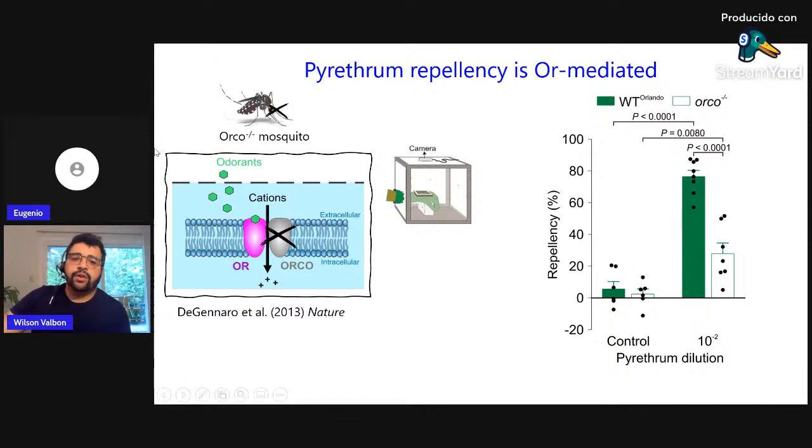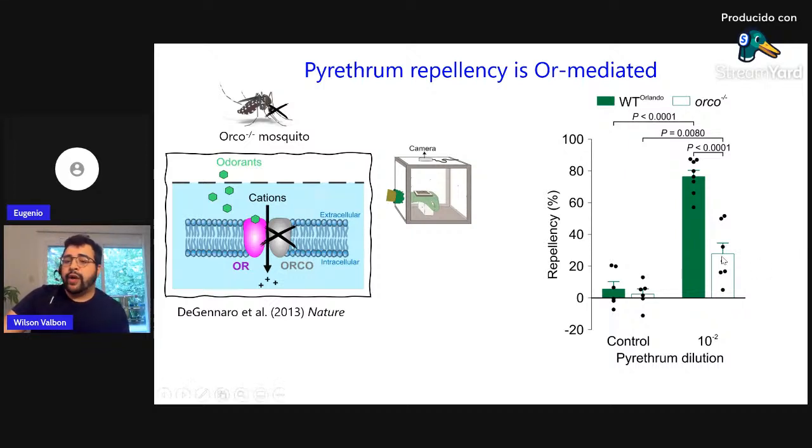We use again hand cage, we use the Orco mutant line, and here we can see the results. We have the repellency, we have the treatment here, control, and we have the Pareto 10-2 dilution. For control, no difference between two lines, the wild type in green and the Orco in white. Here we can see that the 10-2 dilution gives at least around 80% repellency in wild type, and in mutant mosquito this dropped to around 20%. There is a very clear, sharp reduction of the repellency here. Then yes, the Pareto repellency is OR mediated.